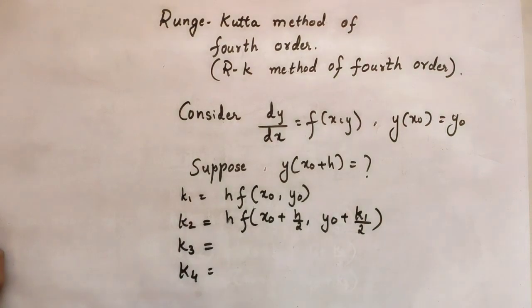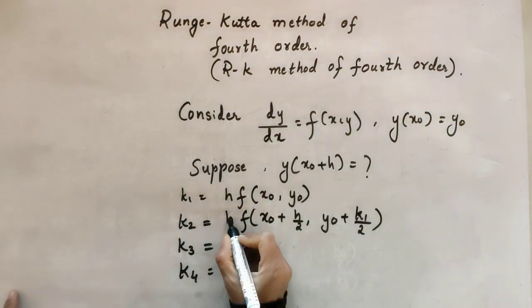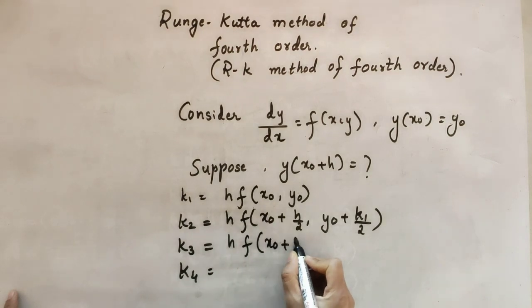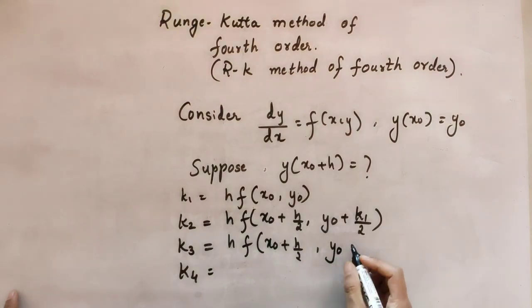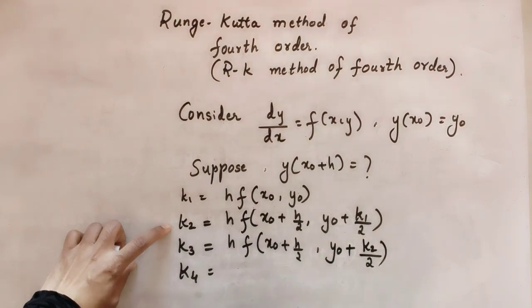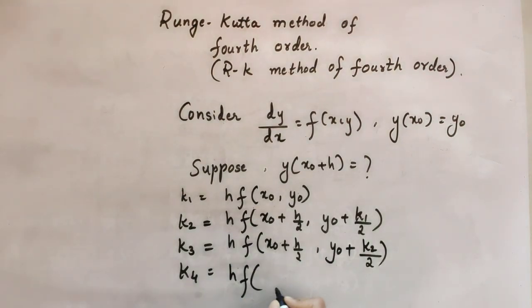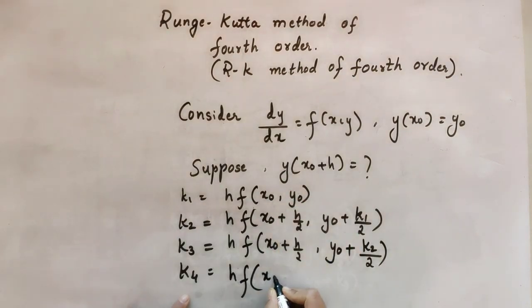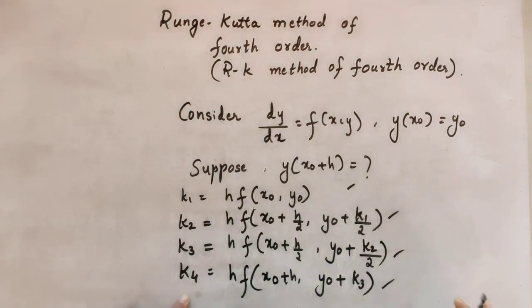It's very easy to remember the formula. K3 is h times f of x naught plus h by 2, with no change in the x coordinate, but the y coordinate will be y naught plus, the most recent value was k2, so k2 by 2. Similarly, k4 is h times f of x naught plus h, and here y naught plus k3. These four formulas you first need to remember to work with the problems on RK method.